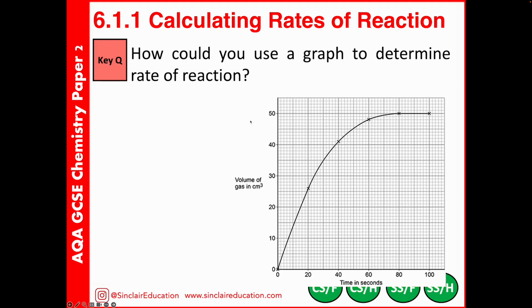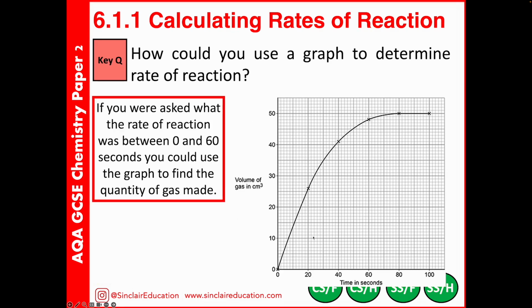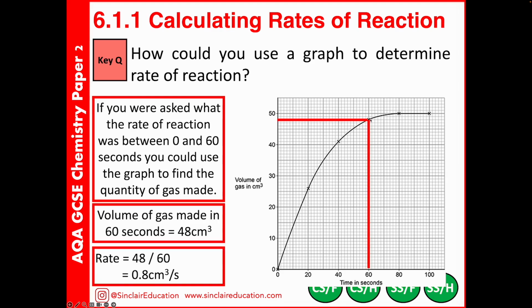So we wanted to use this graph to find rate of reaction. Between 0 and 60 seconds, for example, we can see how much gas we've made. So it's been 48 centimetres cubed in 60 seconds. So we could do 48 divided by 60, and because I've done centimetres cubed divided by time, there's my unit. So we can find our rate either from data we've been given, but more likely a graph.